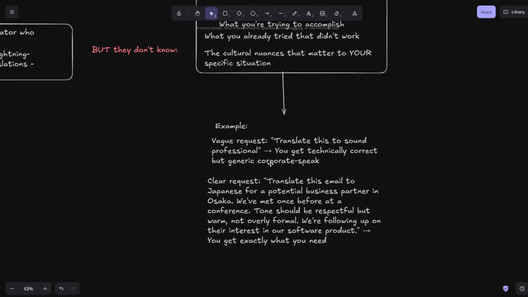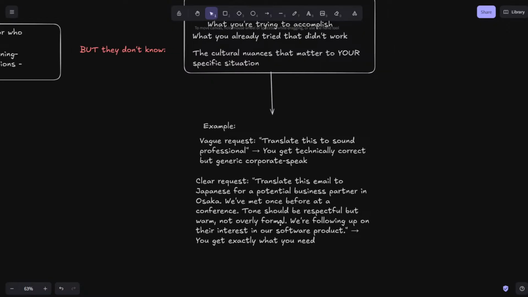We have this example, an email to translate. Translate this to sound professional. You get technically correct, but generic corporate speak. But with this improved prompt, translate this email to Japanese for a potential business partner in Osaka. We met once before at a conference. Tone should be respectful but warm, not overly formal. We're following up on their international software product. You will get exactly what you need.